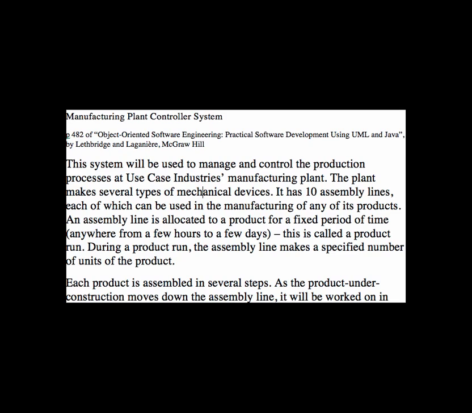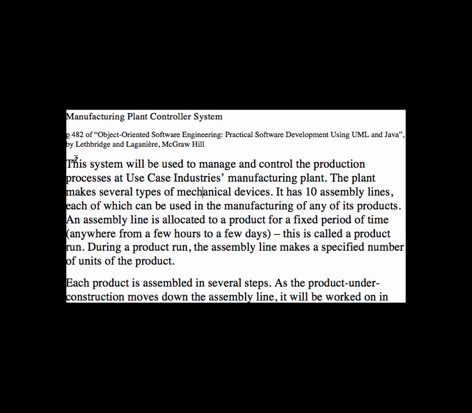This example is the manufacturing plant controller system. It comes out of page 482 of Object-Oriented Software Engineering, the book written by myself and Robert Laganière, published by McGraw-Hill. We'll go through it sentence by sentence. This system will be used to manage and control the production processes at Use Case Industries manufacturing plant. So the question we're going to ask ourselves is which of those things is probably going to be a class in the system? And we're going to start by looking for the nouns.